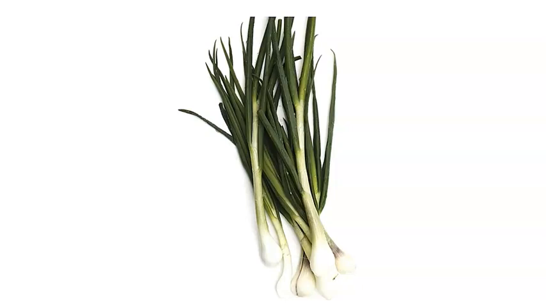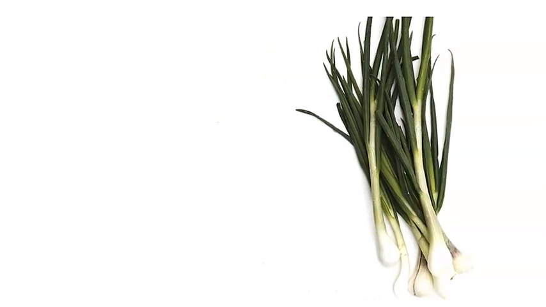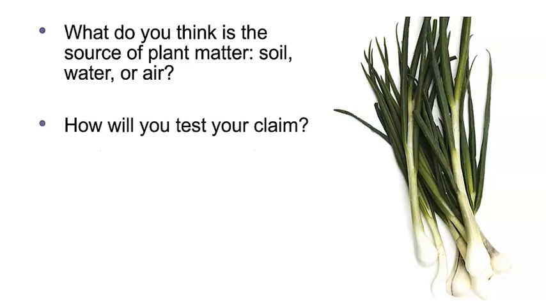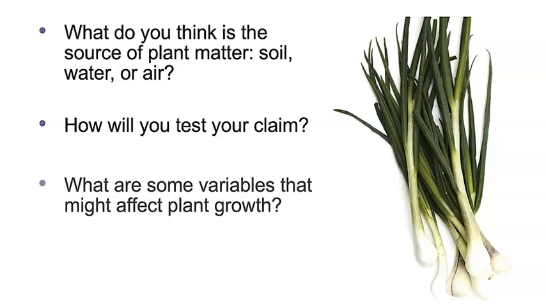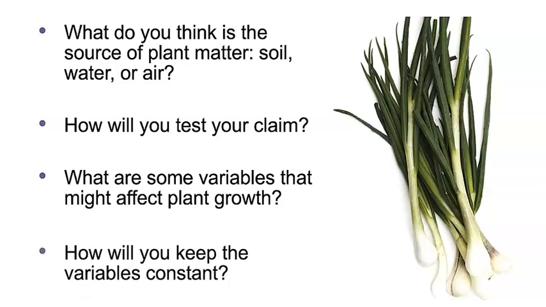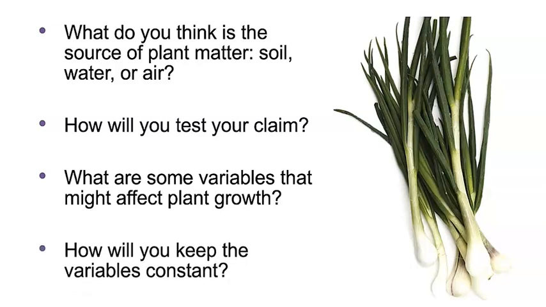As you design your investigation, ask yourself some questions. What do you think is the source of plant matter? Soil, water, or air? Or some combination? How will you test your claim? What are some variables that might affect plant growth? And how will you keep the variables constant? Your last task at the end of this lesson will be to brainstorm an investigation plan to help you identify the source of plant matter.